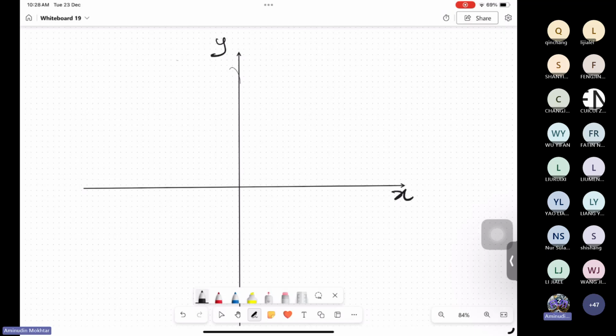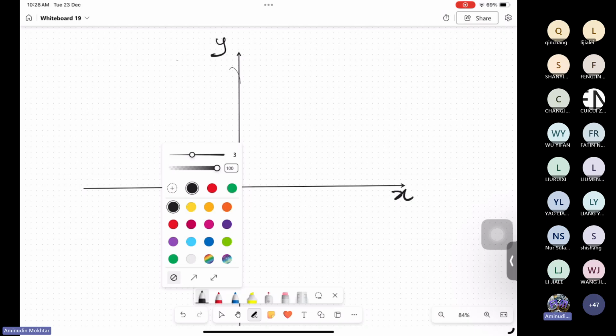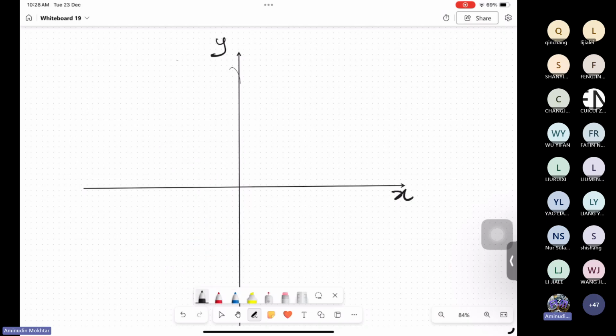Okay, now I would like to draw y equal to x squared. You must know what the graph is. Basically, we can draw this graph like this. This is y equal to x squared.